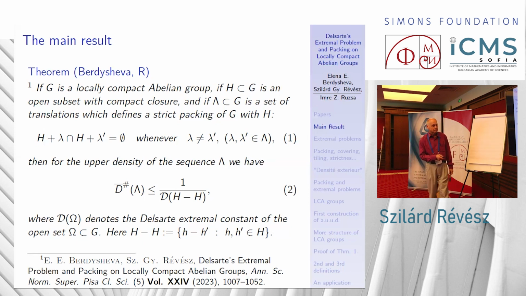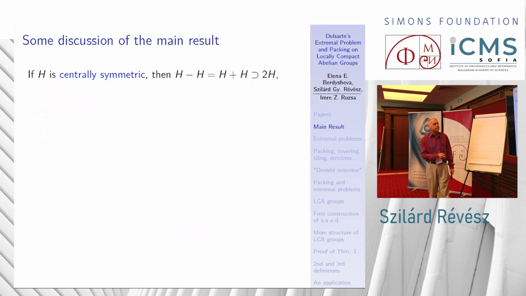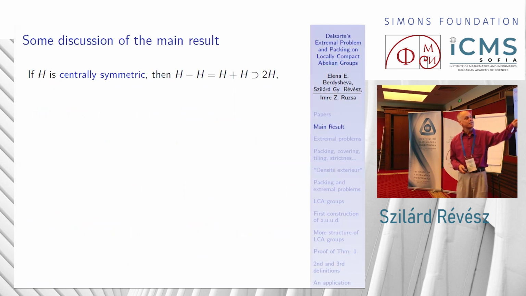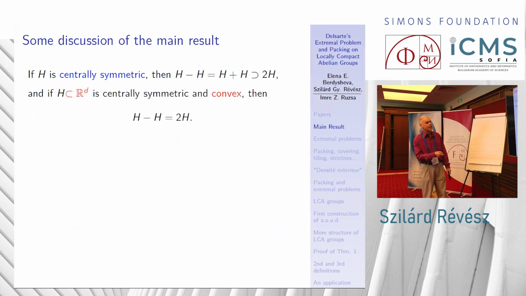So if H is centrally symmetric, then H minus H is the same as H plus H. So it contains 2H. If 2H is interpreted by just multiplying by 2, and if H in R^d is centrally symmetric and convex, then H minus H is 2H.